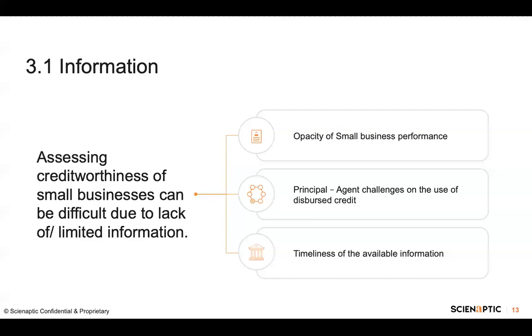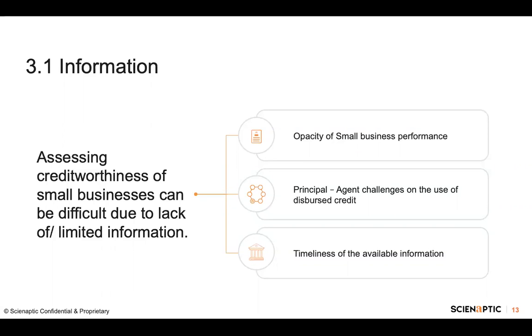And that information asymmetry triggers, especially from opacity of small business performance, because this is not reported. Not all small businesses are publicly traded. So some of them are single person owned, small mom and pop shops. So these are unaudited at times. At best, you can get unaudited financial reports from these small businesses, which are hard to rely on.